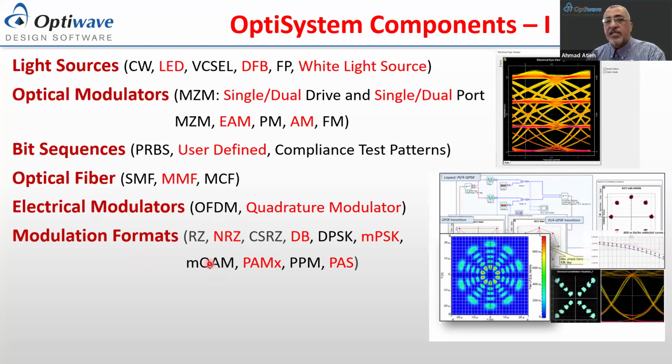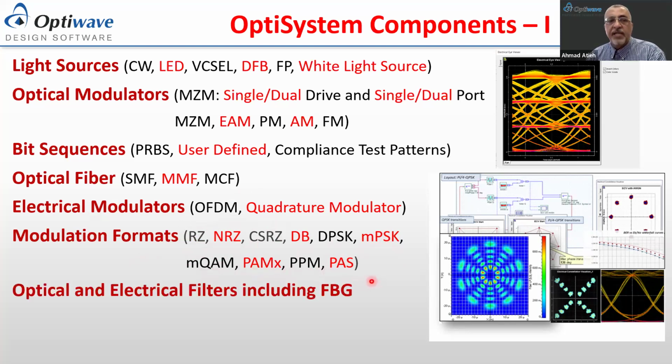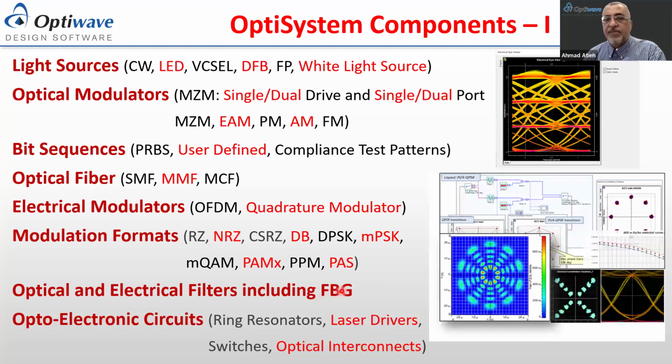We support in OptiSystem almost all the modulation formats, like return to zero, non-return to zero, carrier suppressed return to zero, duobinary, differential phase shift keying, any order of phase shift keying, any order of QAM, any order of PAM, pulse position modulation, and probabilistic amplitude shaping. For filters, we offer optical filters and electrical filters, which also include FBGs for filtering as well as for compensation of dispersion.